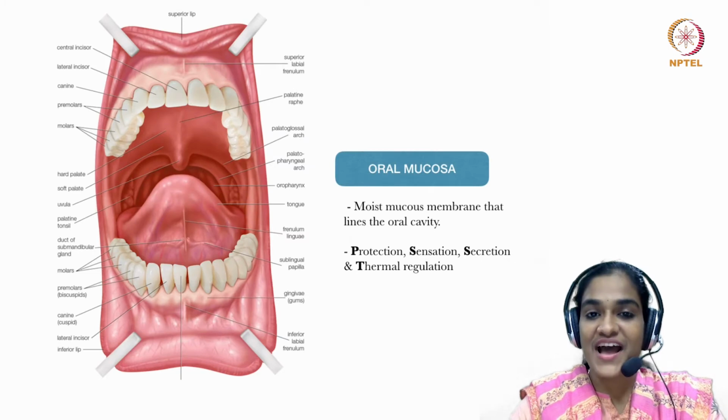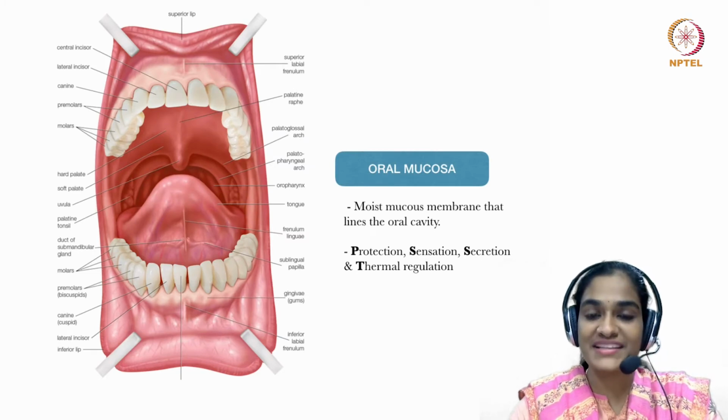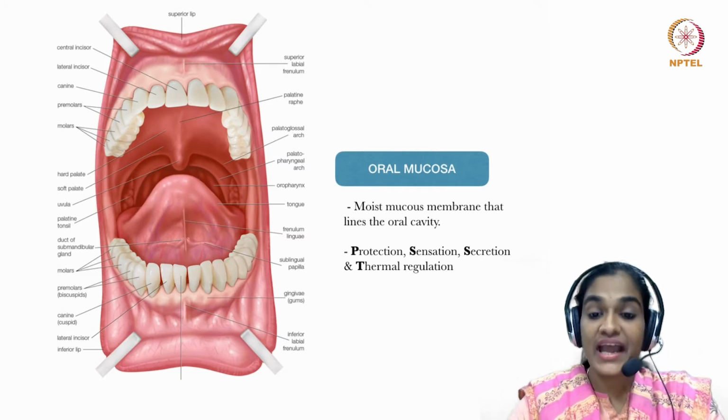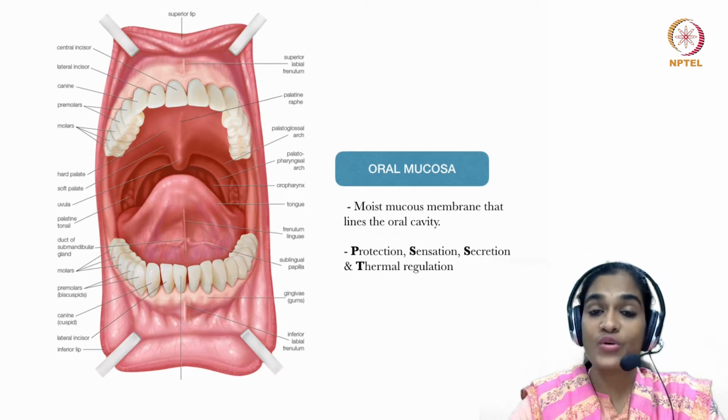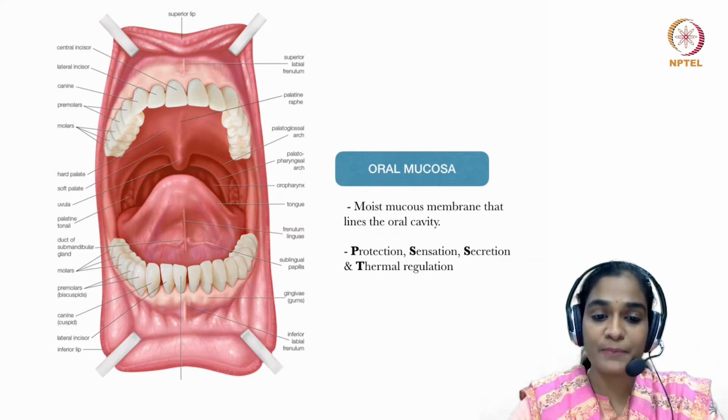Oral mucosa is the moist mucous membrane that lines the oral cavity. It performs the functions of protection, sensation, secretion, and thermal regulation. The oral cavity consists of two parts, the vestibule and the oral cavity proper.